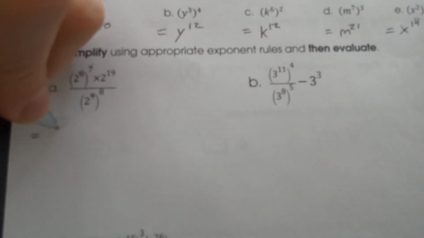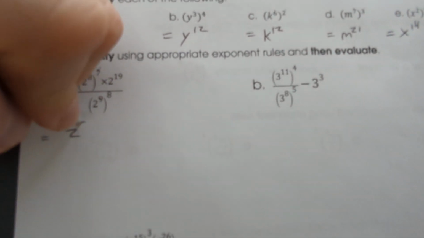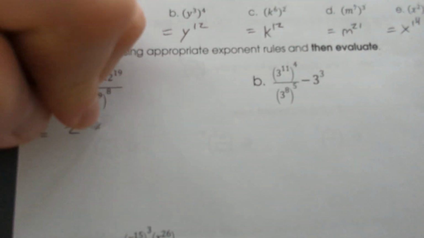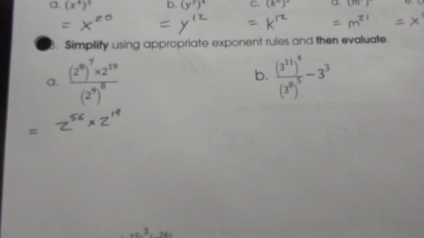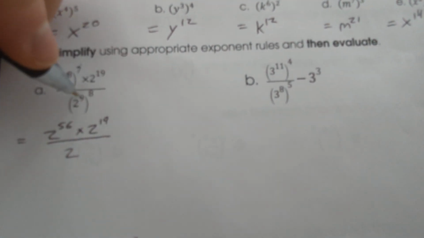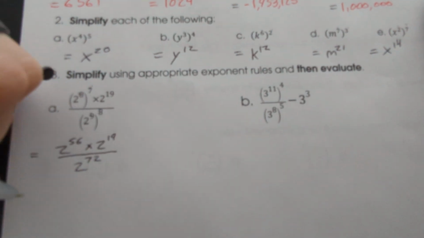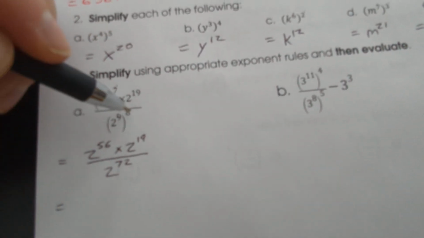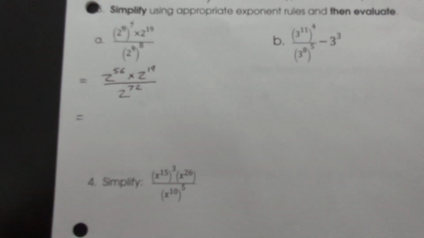So this first one, the base stays the same. And then we do 8 times 7, which is 56. Okay, so 2 to the power of 56, 2 exponent 56. Multiplying 2 to the exponent of 19, 2 exponent 19. Then we're dividing all that by, again, the base is 2, and then we do 9 times 8. 9 times 8 is 72. Okay. So that is simplifying it to get the exponents simplified.